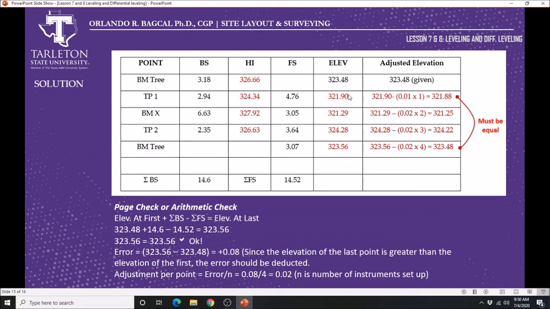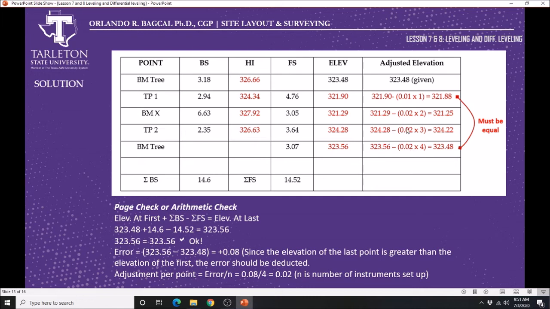Okay, so we have here the elevation at TP1. We are going to adjust that, minus the error. This should be 0.02 times 1, which gives 321. So again, take note of that. I made a typo here. That should be 0.02. And then 321.29 minus 0.02 times 2. That's the number of setups, or the second setup. The third, you have to triple that. And at the fourth, you have to quadruple that.